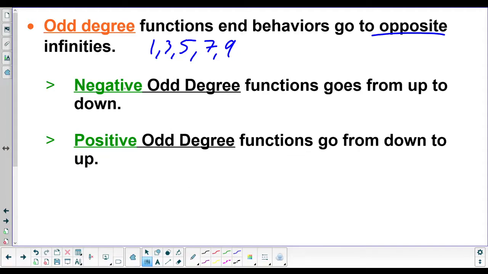If we have a negative odd degree function, it goes from up to down. So what it would look like is this. It would start with an up arrow and then it would turn into a down arrow, right? Sometimes you'll see these called up, down functions.